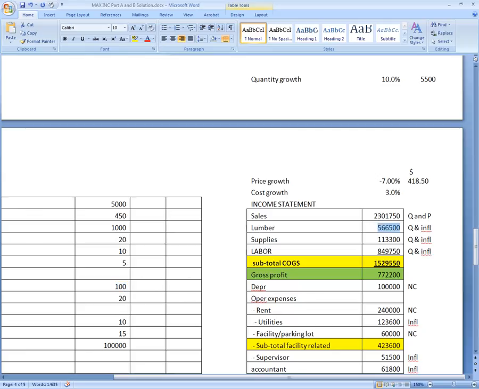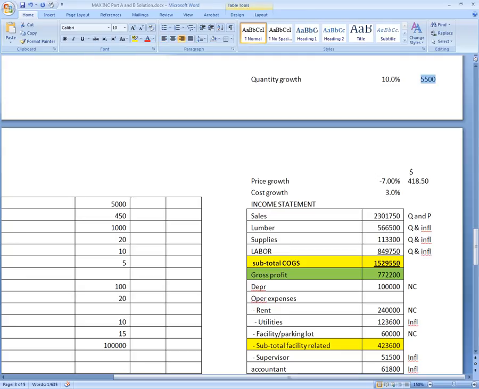100 times inflation, so times 1 plus 0.03, so that would be the cell right here. You're going to multiply it by that. And from there, you are going to also account for new quantity. Remember, if you're going to make more tables, you will need more costs. You're going to use the new quantity, which is the cell over there. So if you do that calculation, we'll get that number.